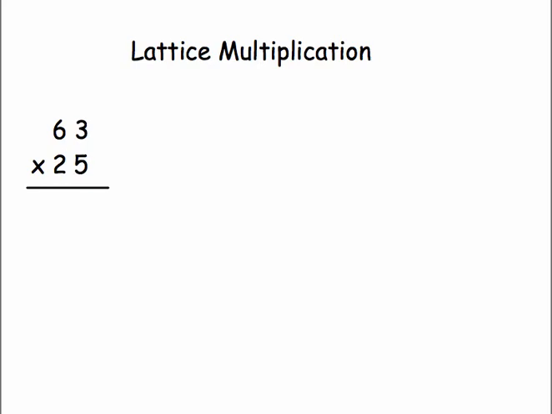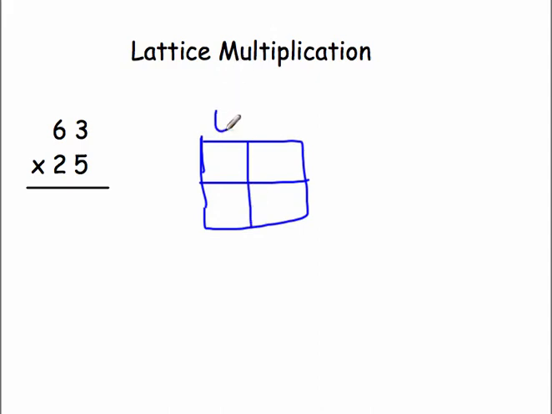Now you can set up Lattice on your own. What you have to make sure that you have is a box for each digit on the top number on the top, and for the side for the bottom numbers. So I see that I have 63 times 25. I know that I'm going to need 2 spaces on the top, and I'm going to need 2 spaces on the side. So I'm going to draw boxes so that I have that. So I have a space on the top for 6 and 3 and 5.